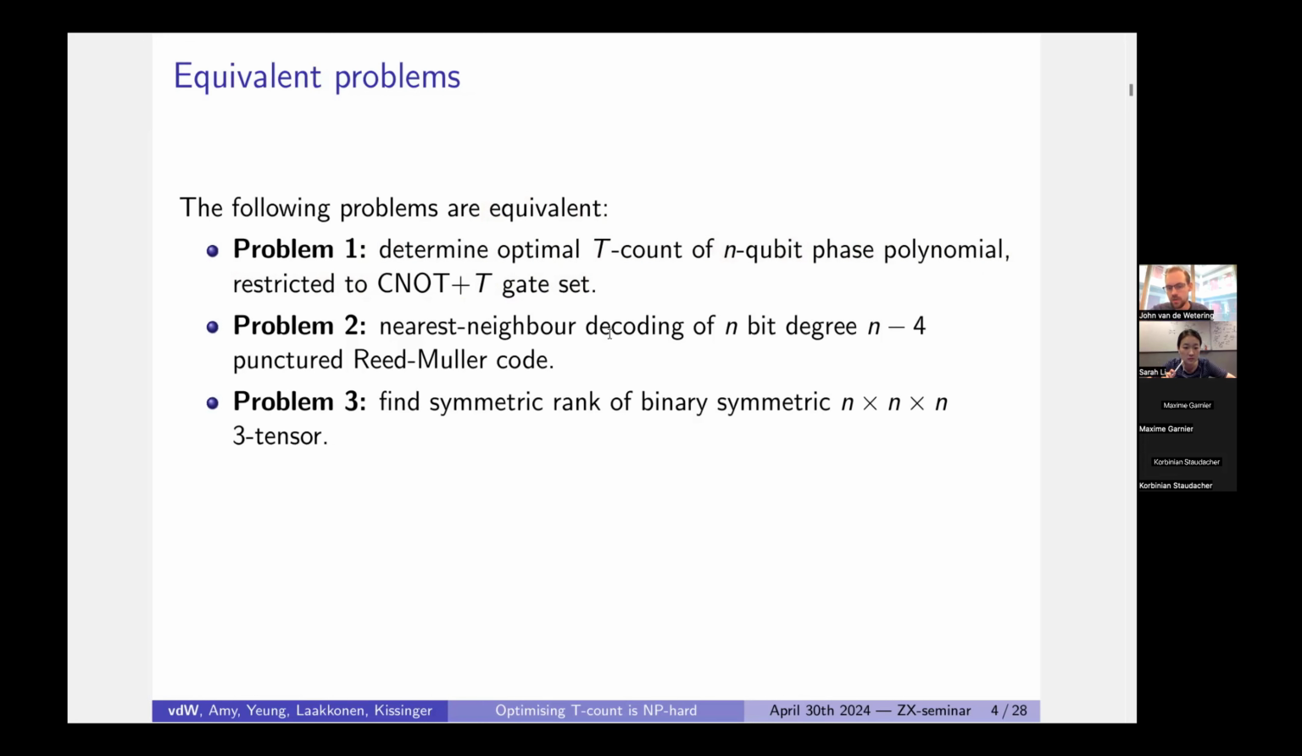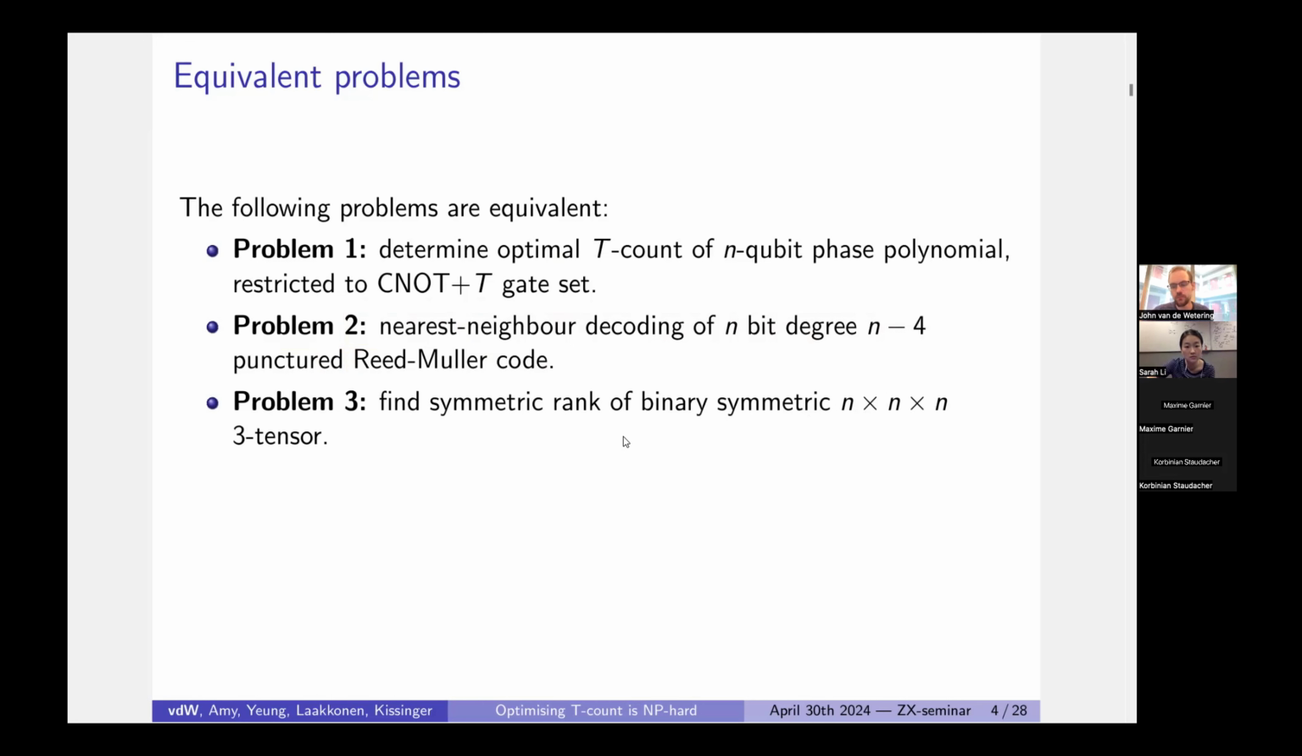Nearest neighbor decoding of an n-bit, degree n-4 punctured Reed-Muller code. This sounds quite complicated, but that means that we have this classical code, the Reed-Muller code, and decoding this code optimally actually corresponds to optimizing T-count, which is quite surprising at first. And then there's a third problem, which is finding the symmetric rank of a binary symmetric cubic tensor, a cube tensor. So these problems turn out to be equivalent, which is very surprising.